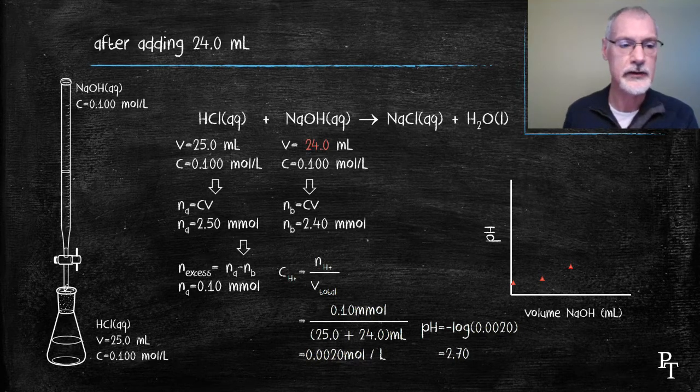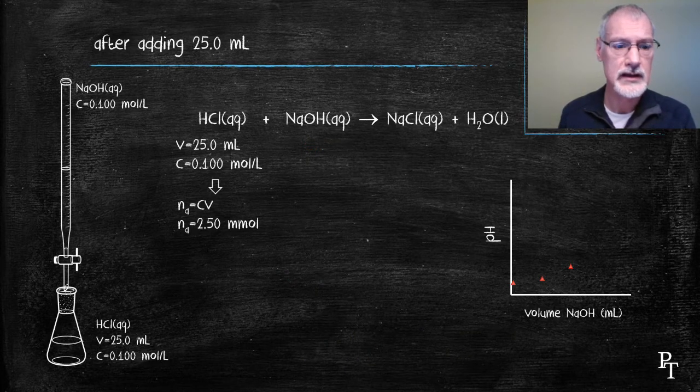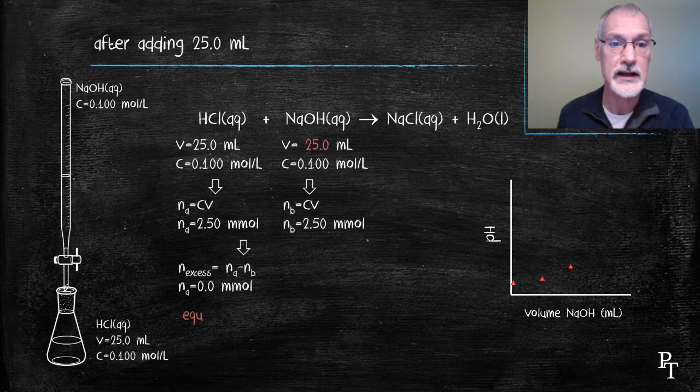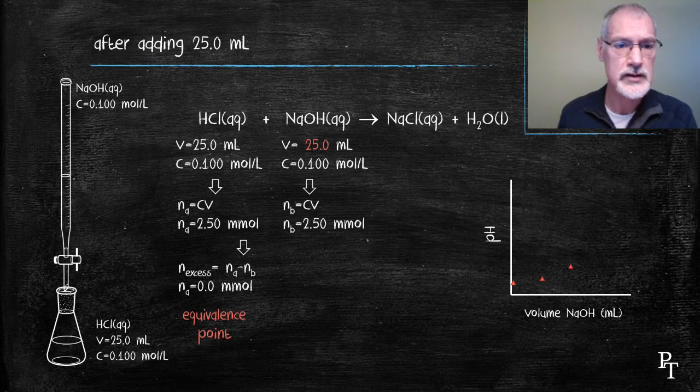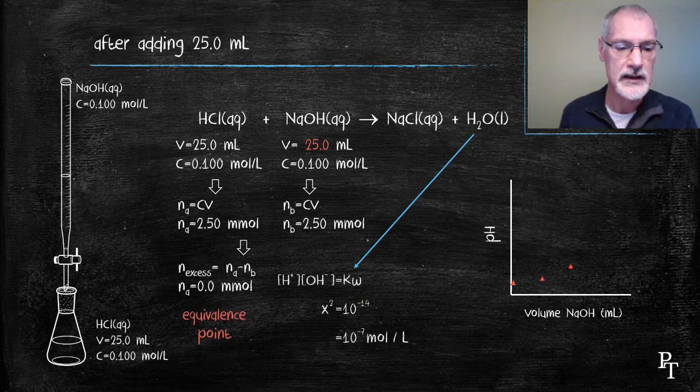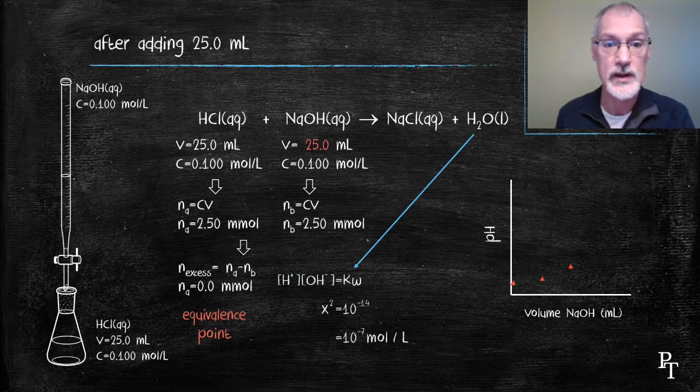Now the next point I want to consider is when I put 25 mils in. At this point, the number of moles of base exactly matches the number of moles of my acid. We call this particular point the equivalence point, when stoichiometrically I have balanced amounts. So how am I going to determine the pH of my solution if I have no acid particles or base particles? Well, I do have water, and that water itself has an equilibrium, and that equilibrium constant is 10 to the minus 14. In water, the concentration of the hydrogen ion and the concentration of the OH ion are exactly the same, so I'm going to replace those with X.